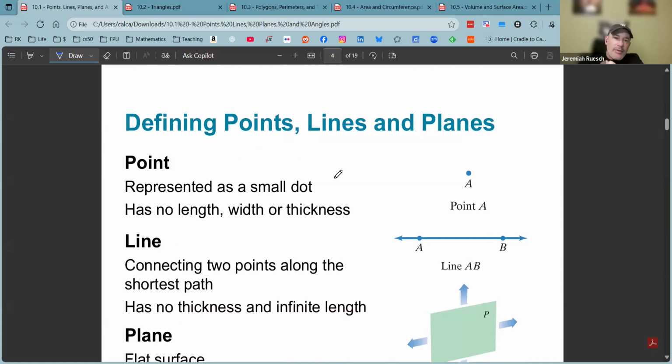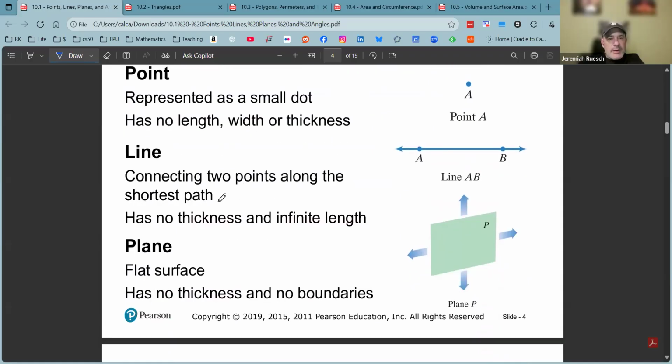All right. What is a point? A point is a representation of a small dot. Key things to note about a point is it has no length, width, or thickness. It is just a representation. So we have a point designated A, and points are often written in geometry with capital letters indicating that it's the point.